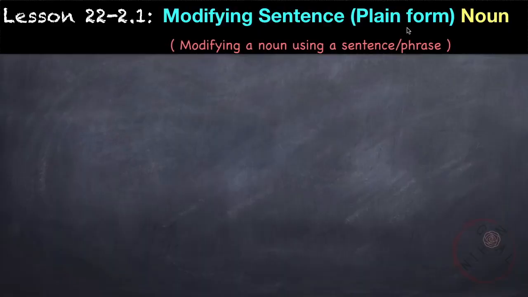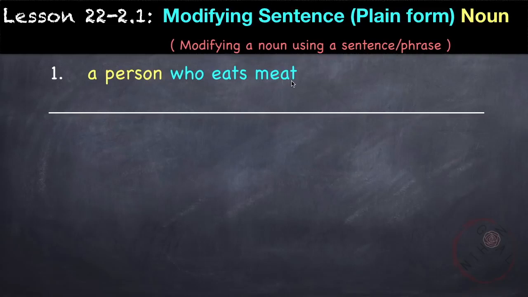Aside from modifying nouns with adjectives or another noun, we can also describe it using a sentence or a phrase with verbs. A modifying sentence should be in plain form and they come before the noun it modifies. For example, a person who eats meat. So our noun is person and we're describing it as someone who eats meat. Again, the modifying sentence should be in plain form and it comes before the noun. Who eats meat is niku o taberu. And then our noun, hito. Niku o taberu hito.